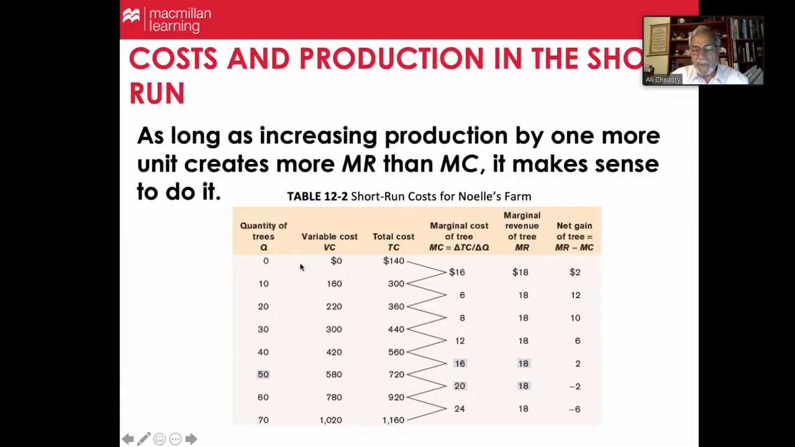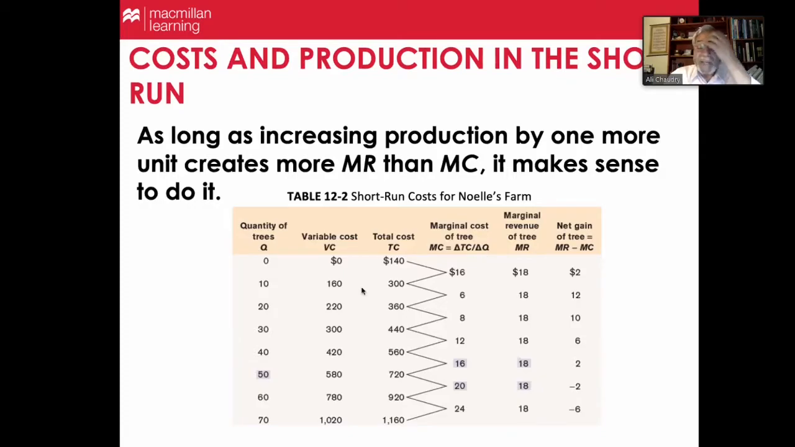We went from 0 trees to 10 trees. So we increase our output by 10. That means the delta Q, the change in quantity, is equal to 10, right?